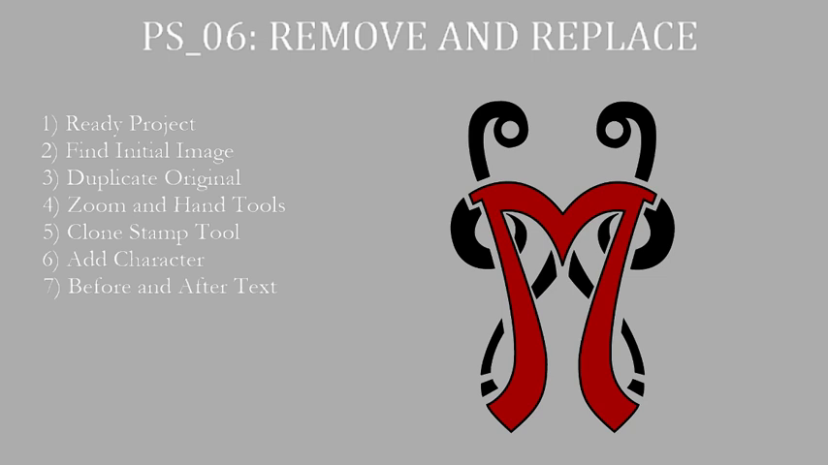After we're done using this clone stamp tool, we're going to add a character to our picture. So basically, we're taking a character off of a background, and then we're replacing it with a different character. After you're done with this, you're going to want to put on before and after text, so that way you can see a before and after section here.